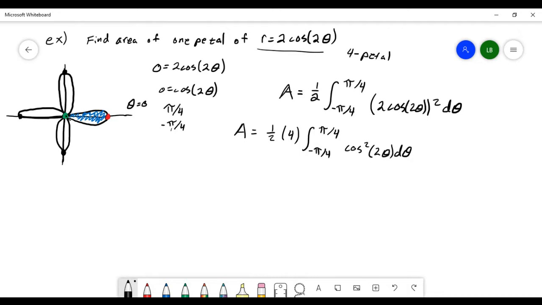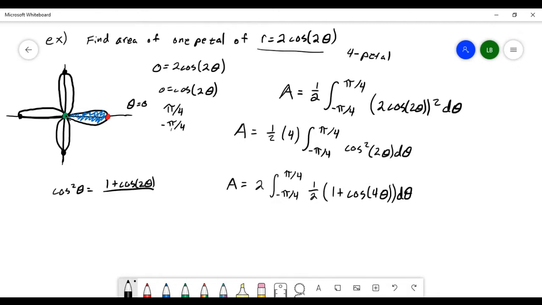All right. Now, to simplify this cosine squared 2 theta, we need to use a trig identity. Cosine squared of 2 theta simplifies down to 1 half times 1 plus cosine of 4 theta. That's using the trig identity that cosine squared theta is equal to 1 plus cosine 2 theta over 2. And here our 1 half on the inside and our 2 on the outside cancel.